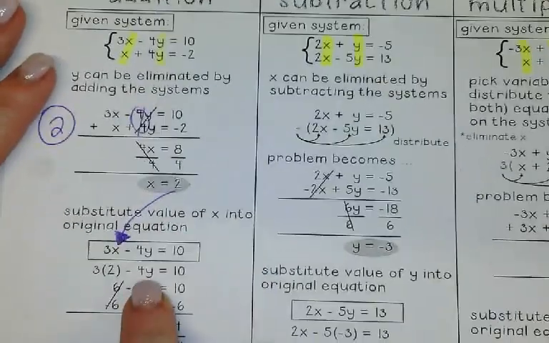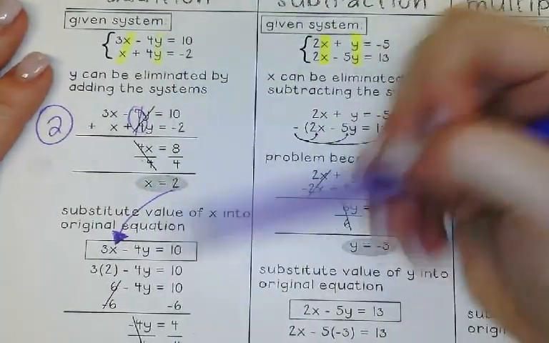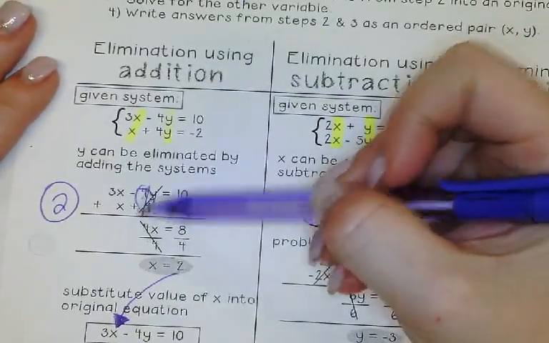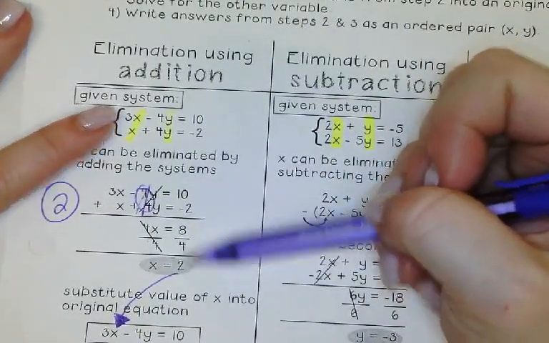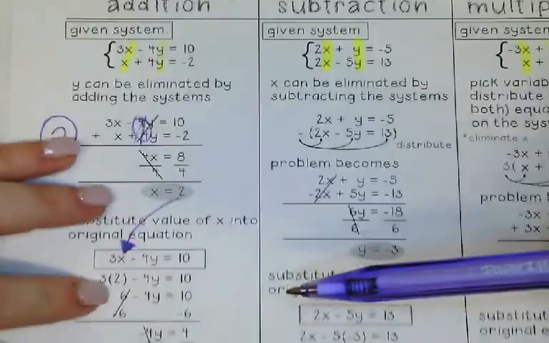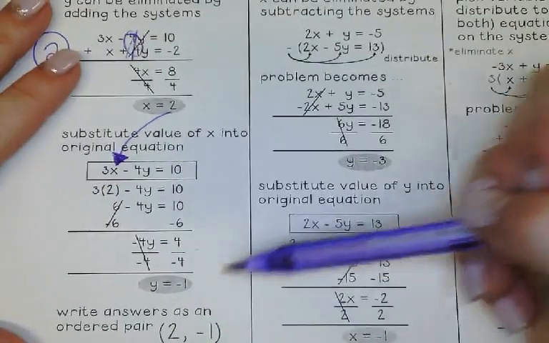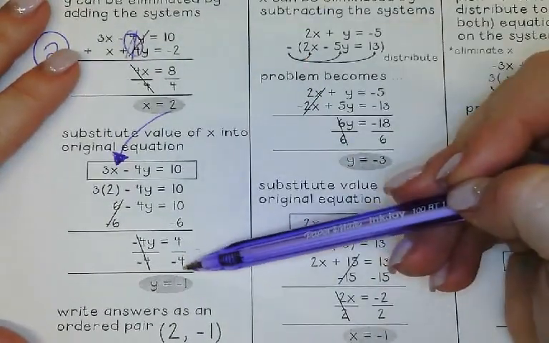Now notice what you have. Y's. I kind of think of this like dominoes. Once you get rid of something, everything else goes really fast because then all you have to do is divide, plug in, and then you just get y by itself. So that is elimination using addition.